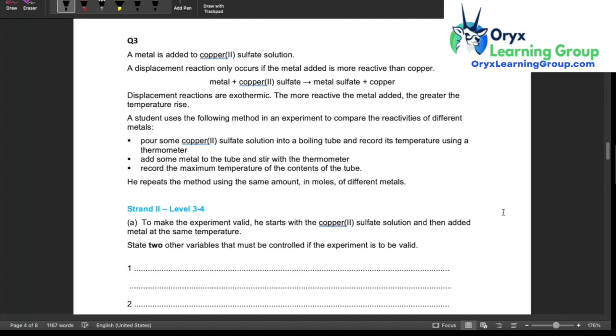A student uses the following method in an experiment to compare the reactivities of different metals. Pour some copper sulfate solution into a boiling tube and record its temperature using a thermometer. Add some metal to the tube and stir with the thermometer and record the maximum temperature of the contents of the tube. He repeats the method using the same amount in moles of different metals. So for Q2, to make the experiment valid, he starts with the copper sulfate solution and then adds the metal at the same temperature. State two other variables that must be controlled if the experiment is to be valid.